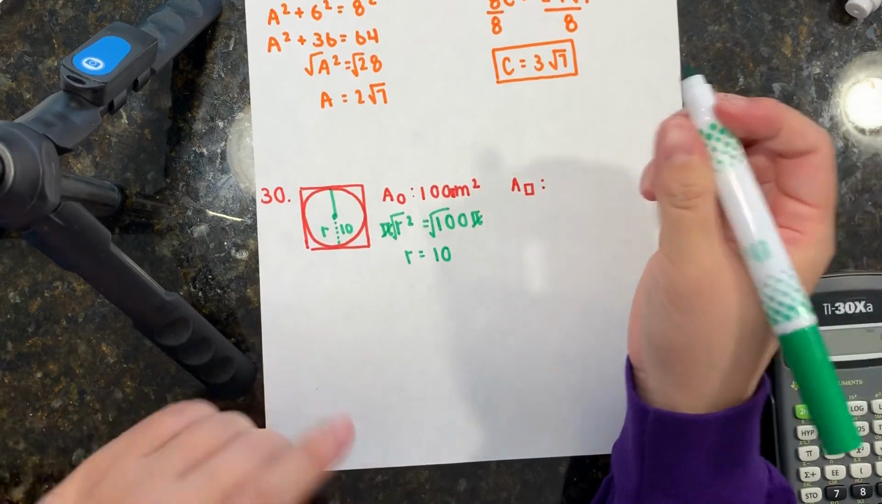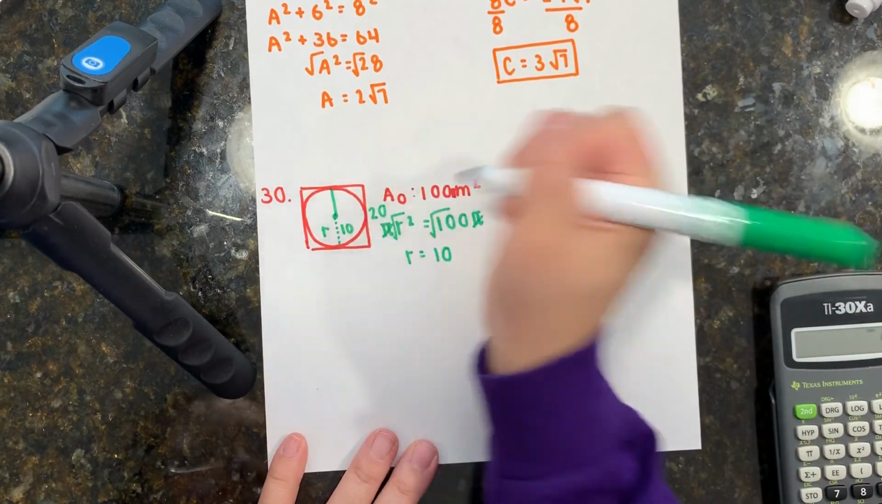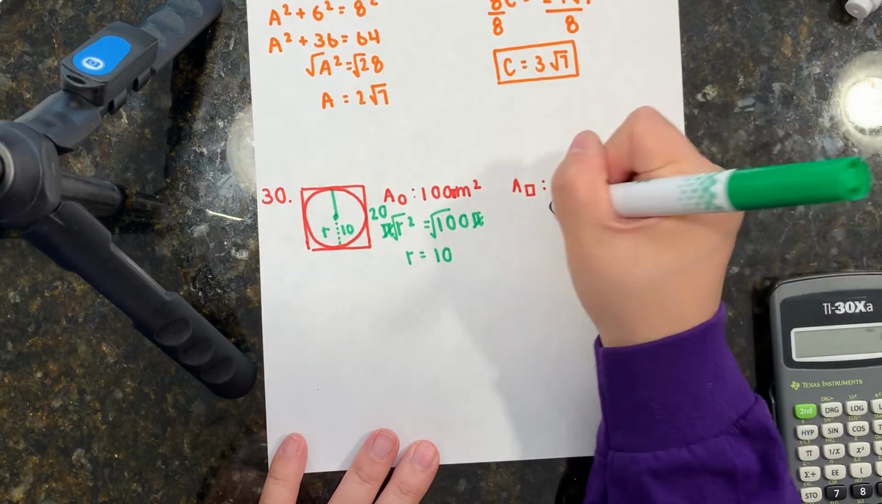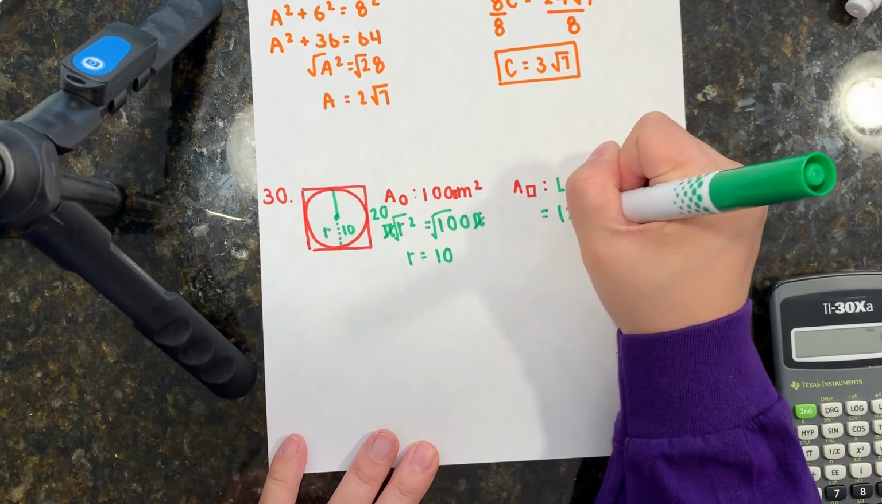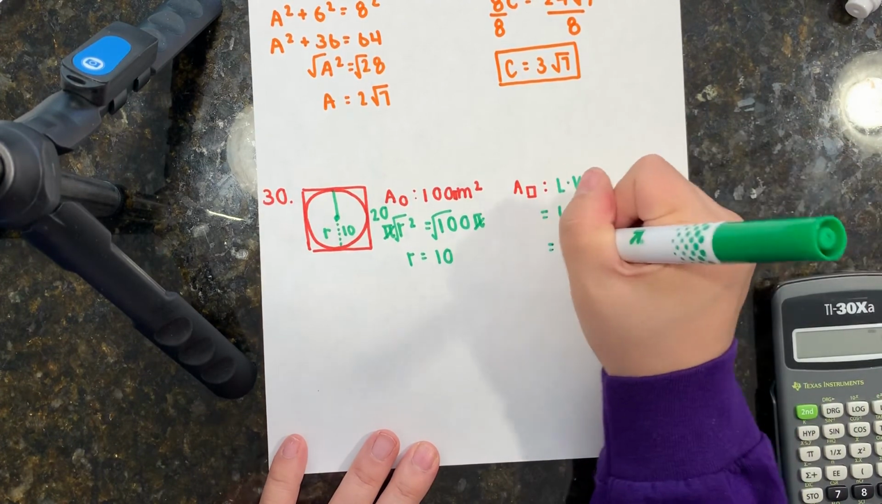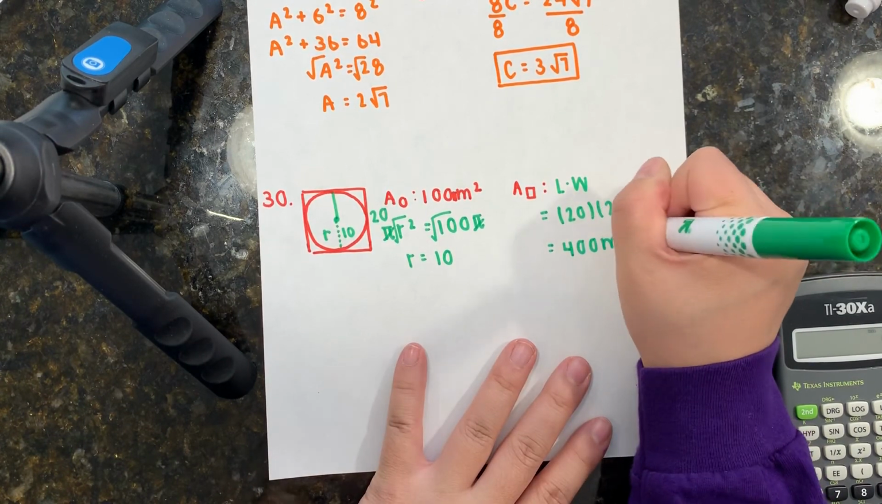Now if my radius is 10, and 2 radii make up the length of the side, that means the length of the side is going to be 20. So the area of the square is just length times width. The length and the width are both 20, which means that the area is going to be 400 meters squared.